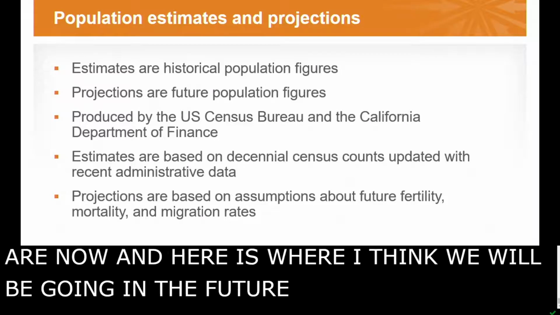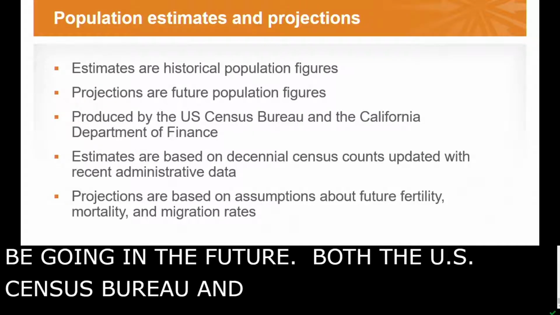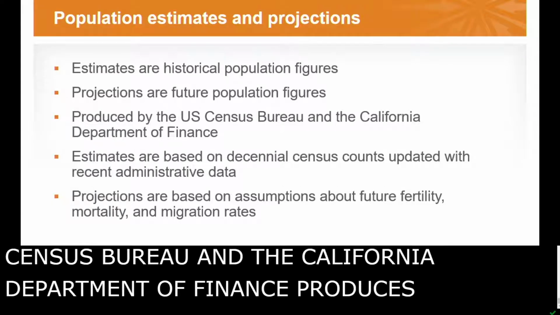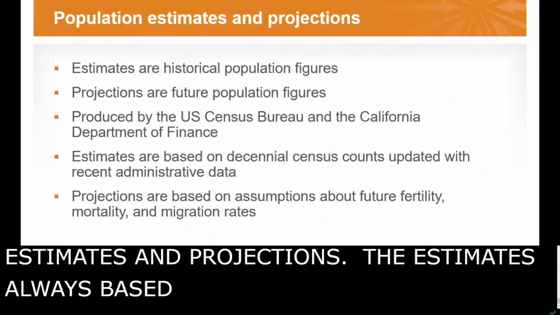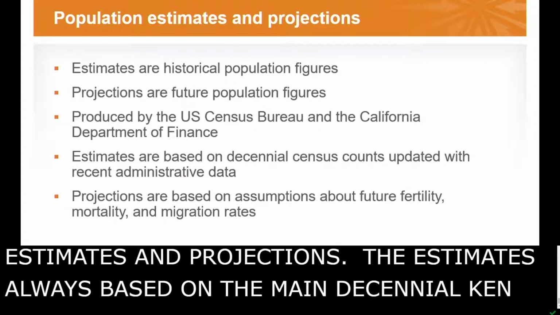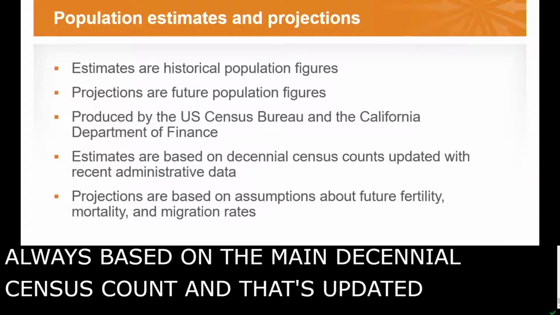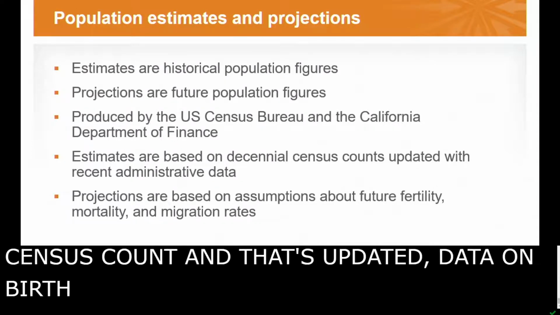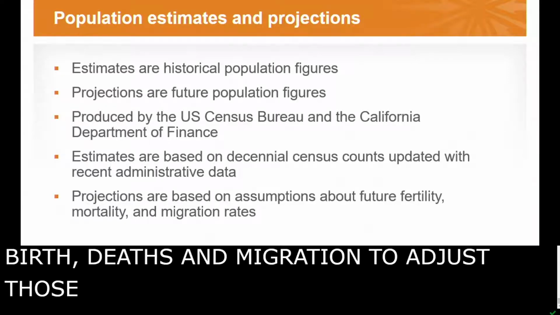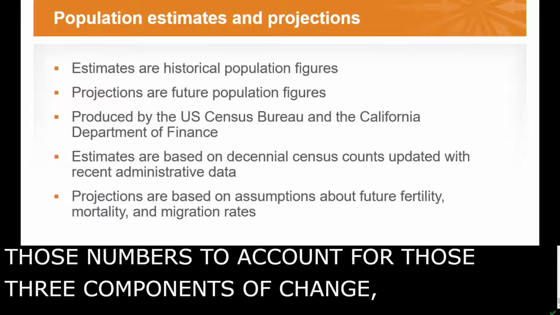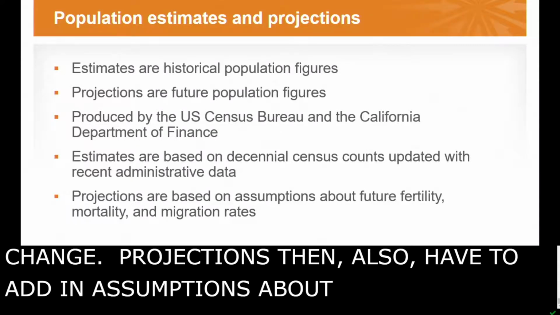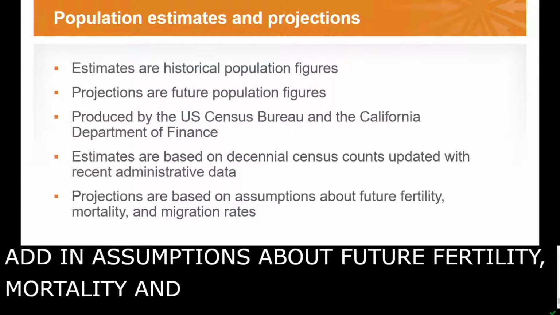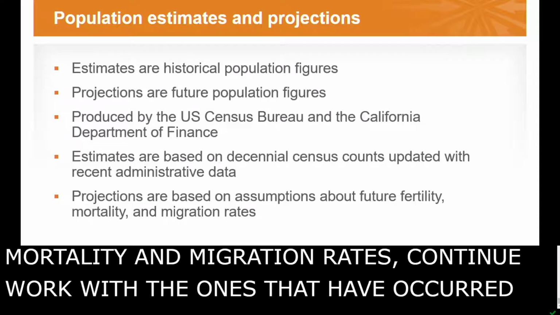Both the US Census Bureau and the California Department of Finance produce both the estimates and projections. The estimates are always based on the main decennial census count, and then that's updated with recent administrative data on births, deaths, migration. Just trying to adjust those basic numbers to account for all those three components of population change. Projections then also have to add in assumptions about future fertility, mortality, and migration rates. They can't work with the ones that have actually occurred. They have to try and project what those might be in the future, and so they are necessarily more uncertain.